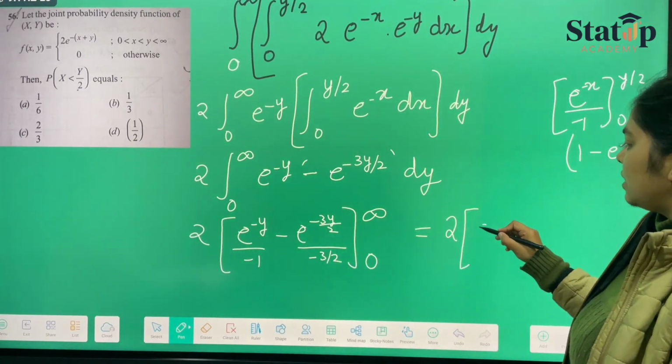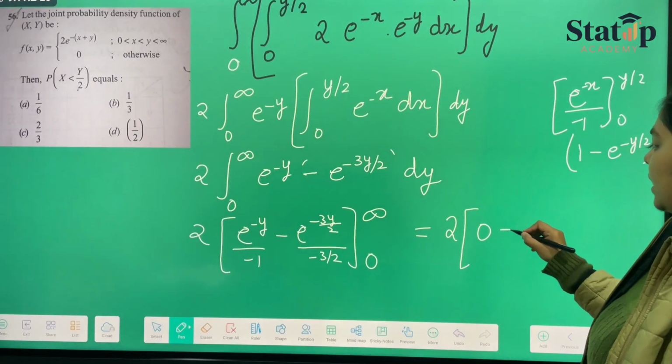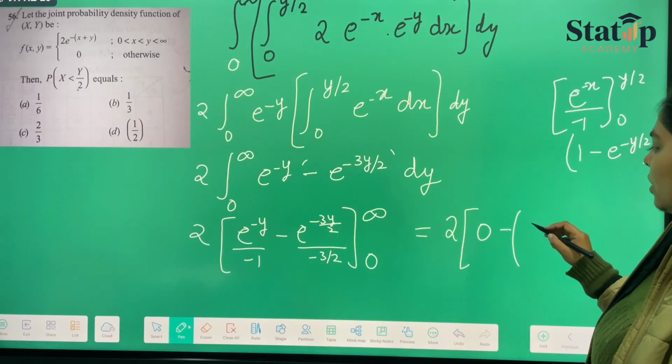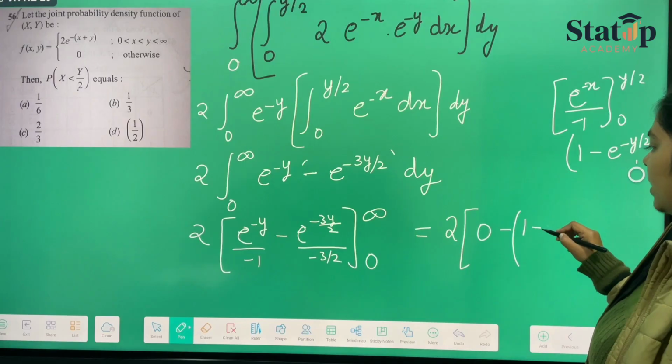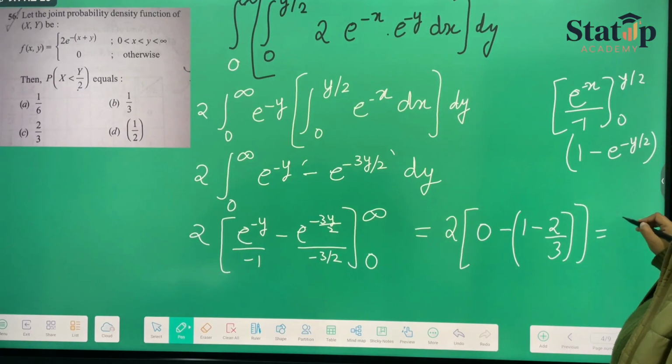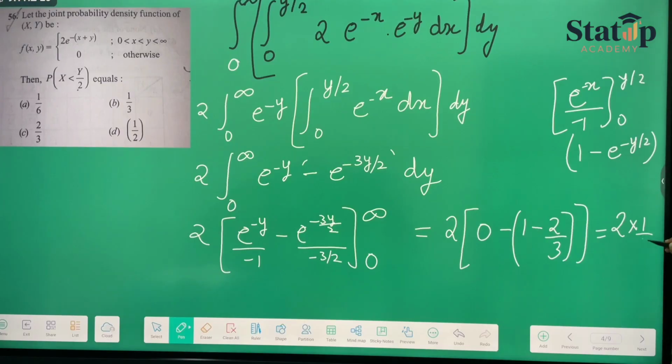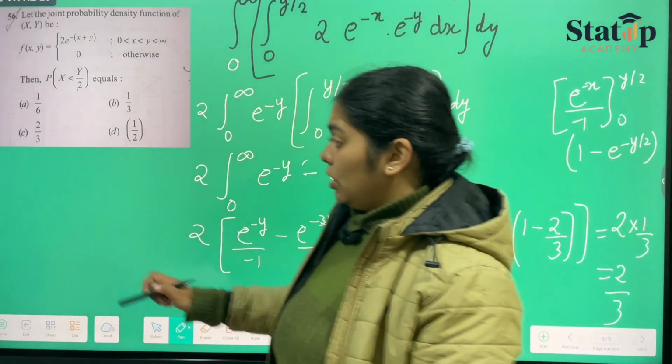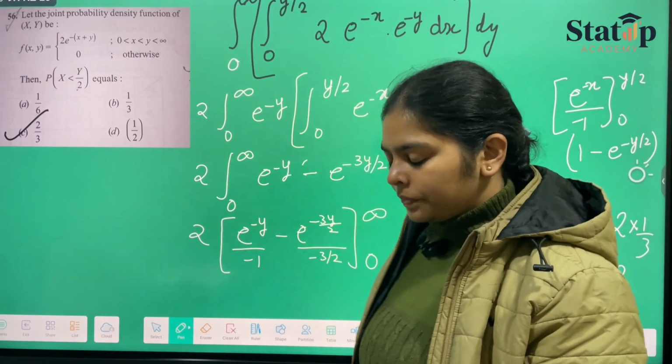If we solve them, then we get something like 2 into, if we put 0 and infinity here, then we'll get 0 and minus 2 by 3, 1 minus 2 by 3. And on solving this, we'll be getting the answer 2 into 1 by 3, which is nothing but 2 by 3. And hence our option number C is correct.